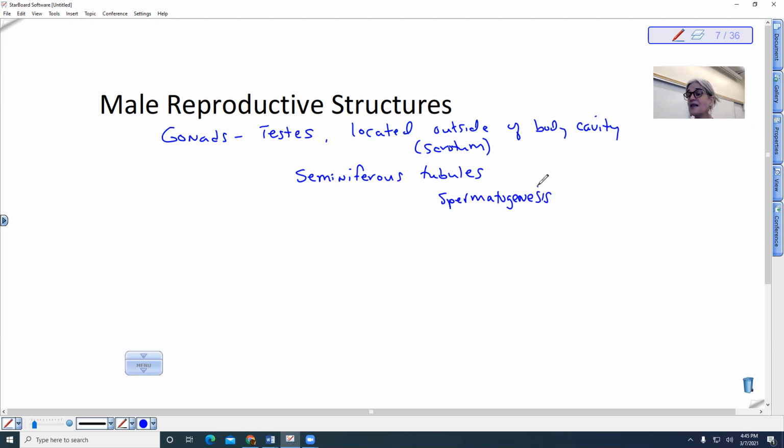Surrounding the testes and the seminiferous tubules is another set of tubules, and you can see the difference when you dissect them out. It is called the epididymis, and the epididymis stores the sperm prior to ejaculation.